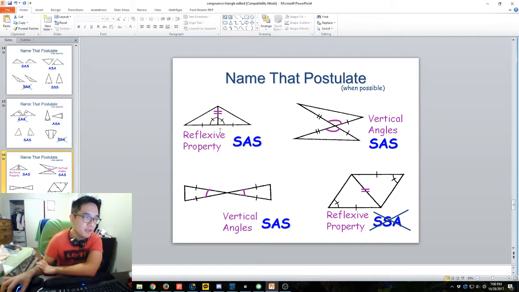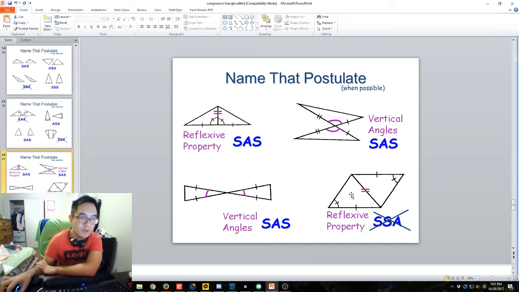Name this postulate. What's going on here is that the two triangles are touching each other, meaning they share a side. So it's side, angle, side on both of the pictures. In the second picture, we get vertical angles, which are opposite each other and equal, because the two triangles are facing each other. That gives us side, angle, side, side, angle, side.